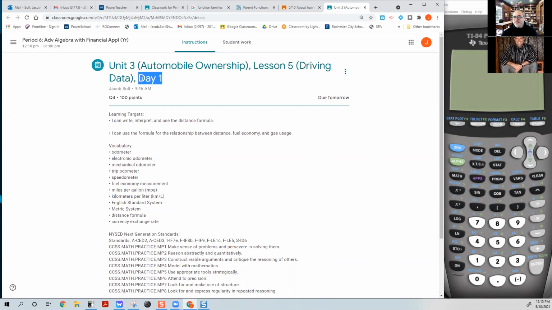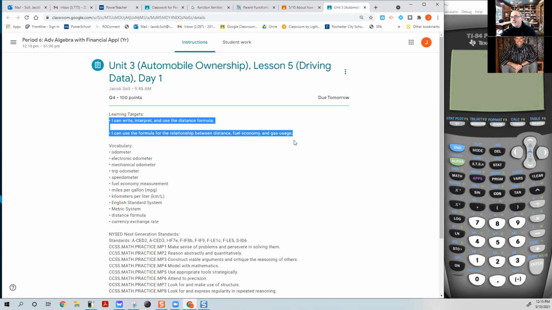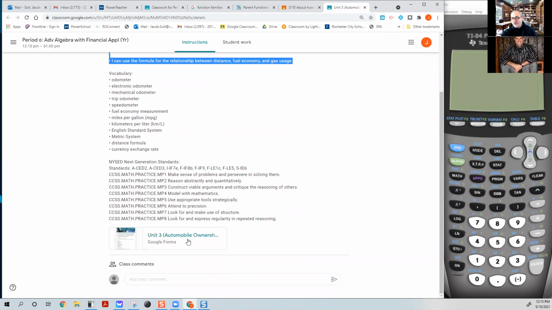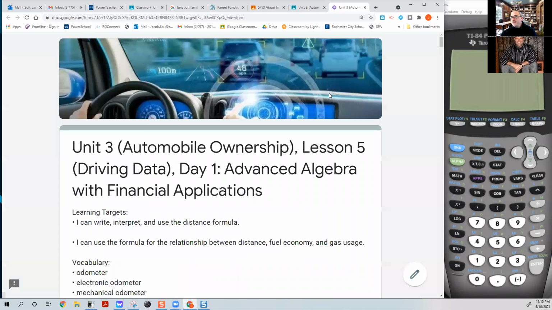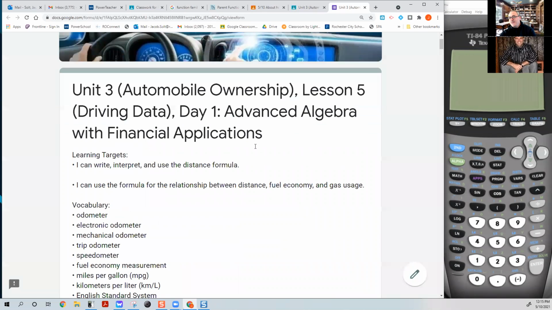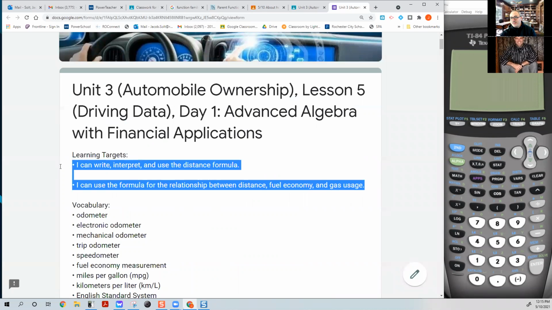And what are those learning targets? They are, I can write, interpret, and use the distance formula. And I can use the formula for the relationship between distance, fuel economy, and gas usage. All right, I'm going to click on the form link, and then I should see this little picture here, like a steering wheel with some data there, right? This should be the image you see for today's lesson. There are our learning targets.